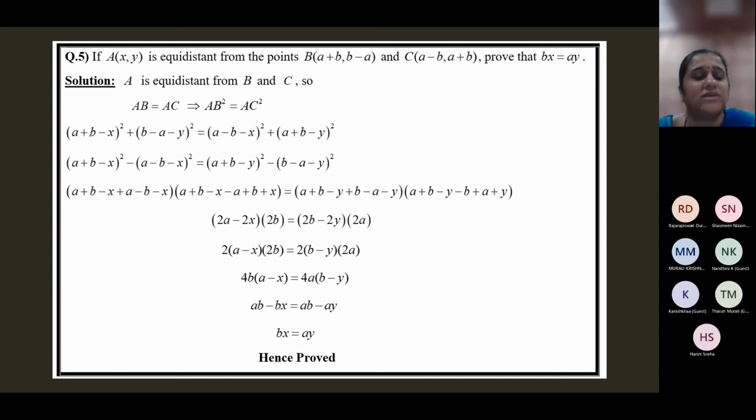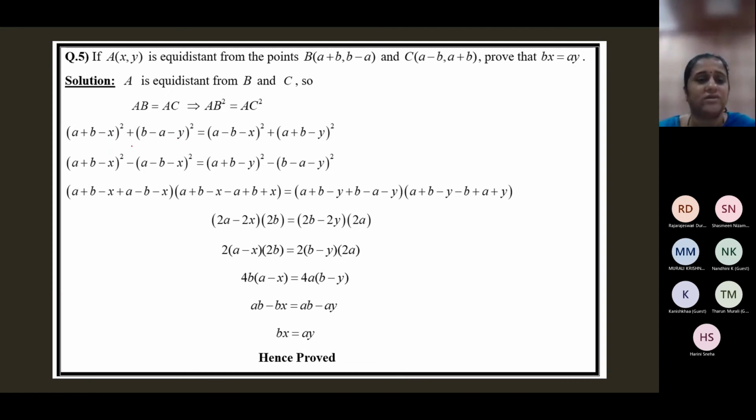Okay, so what is that? X2 minus X1 the whole square plus Y2 minus Y1 the whole square. Now what do you do after writing this? You transpose. What are you transposing? This one has ABX, this one also has ABX. This one has ABY, this one also has ABY.